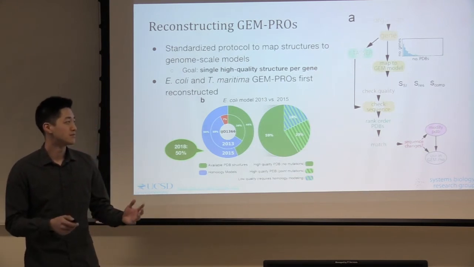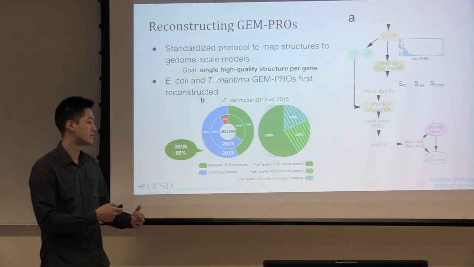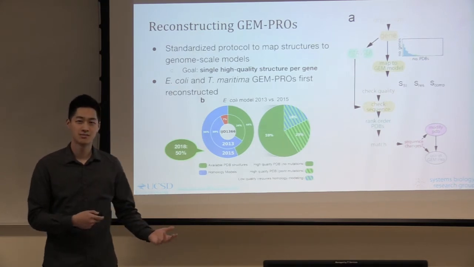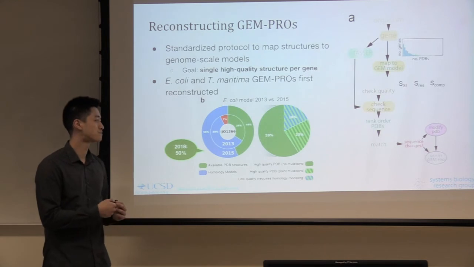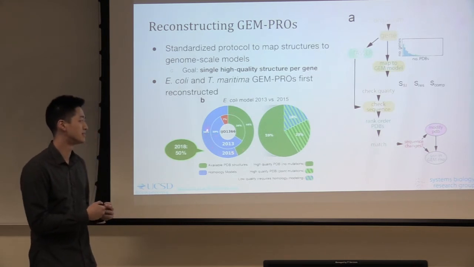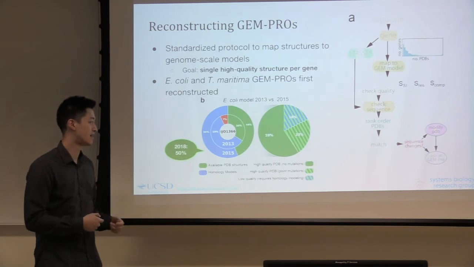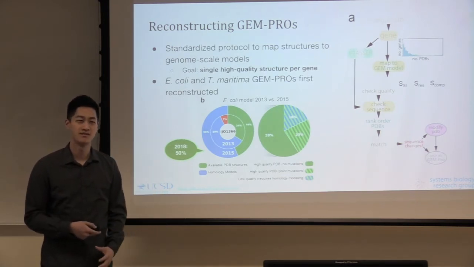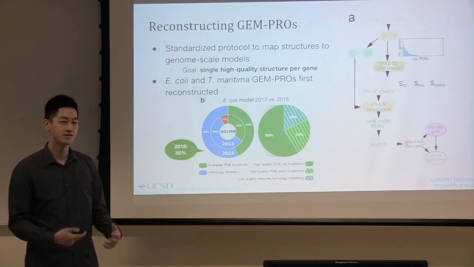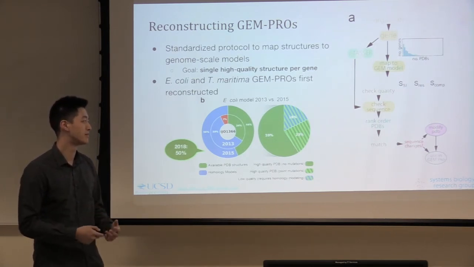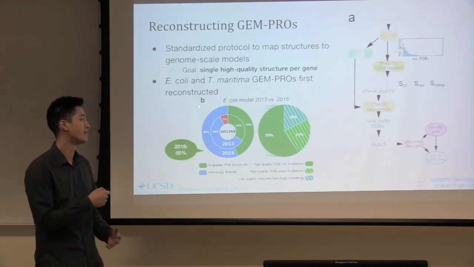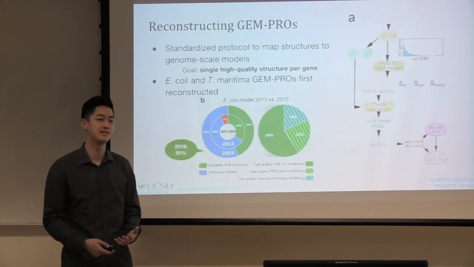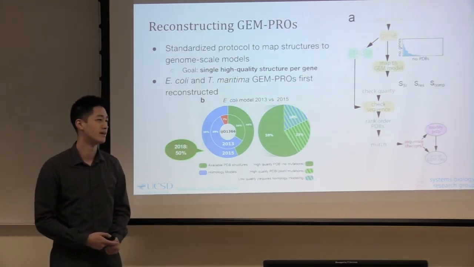What we did first was use this to redo the Thermotoga study as well as a previous E. coli GEM-PRO. Here is a pie chart of the coverage of metabolic proteins with experimental structures in green and homology models in blue. Today there is up to 50% structural coverage for the metabolic network, which is pretty good. You can see that every couple of years or so, coverage increases by about 5 to 10%. Hopefully one day we'll have a lot more of this covered with recent advances in membrane protein crystallography and cryo-EM.